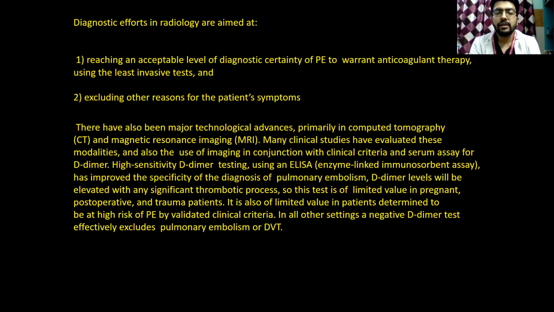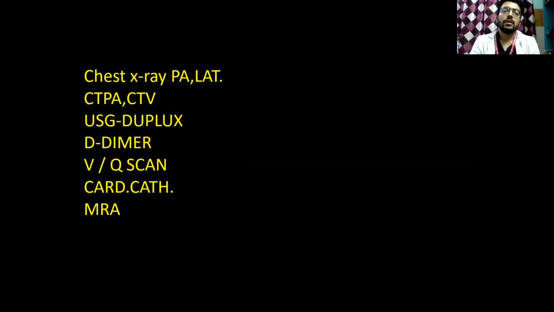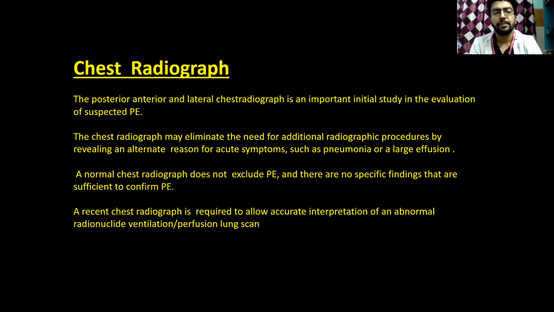D-dimer levels will be elevated with any significant thrombotic process. So this test is of limited value in pregnant, post-op, and trauma patients. It is also of limited value in patients determined to be at high risk of PE by validated clinical criteria. In all other settings, a negative D-dimer test effectively excludes pulmonary embolism or DVT. These are the modalities that we use: chest X-ray, PA and lateral view, CT-PA, CTV, USG duplex, D-dimer, VQ scan, cardiac cath, and MRA.